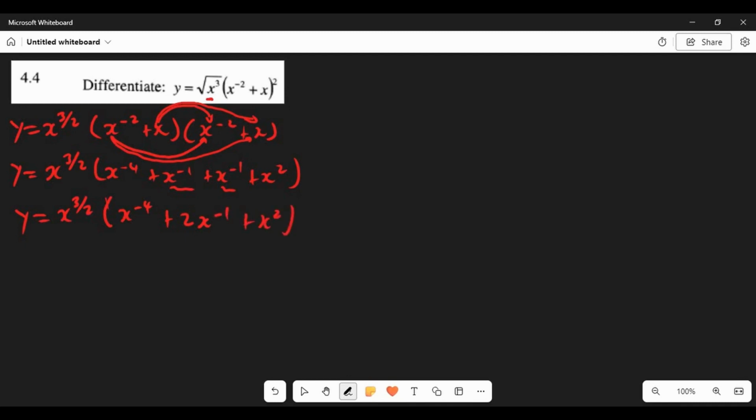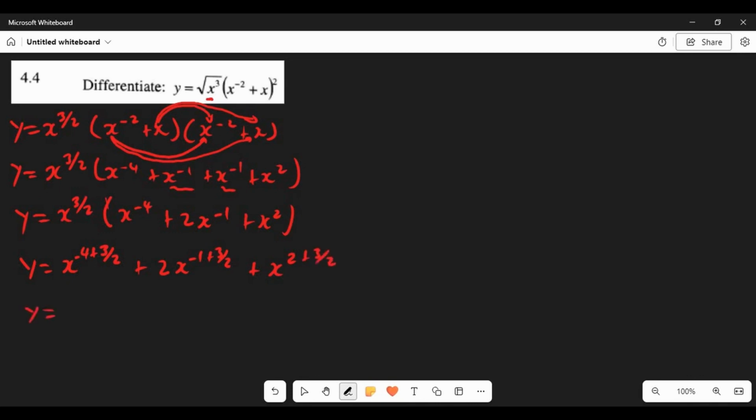So from here now, we can multiply this x with everything inside the bracket. So let's continue. We can say y is equal to x to the power of negative 4. Remember, when the bases are the same, the exponents, they do what? They add. We're going to have 3 over 2 plus 2, and then x to the power of negative 1 plus 3 over 2. And then we say plus, and then we have x to the power of 2 plus 3 over 2.